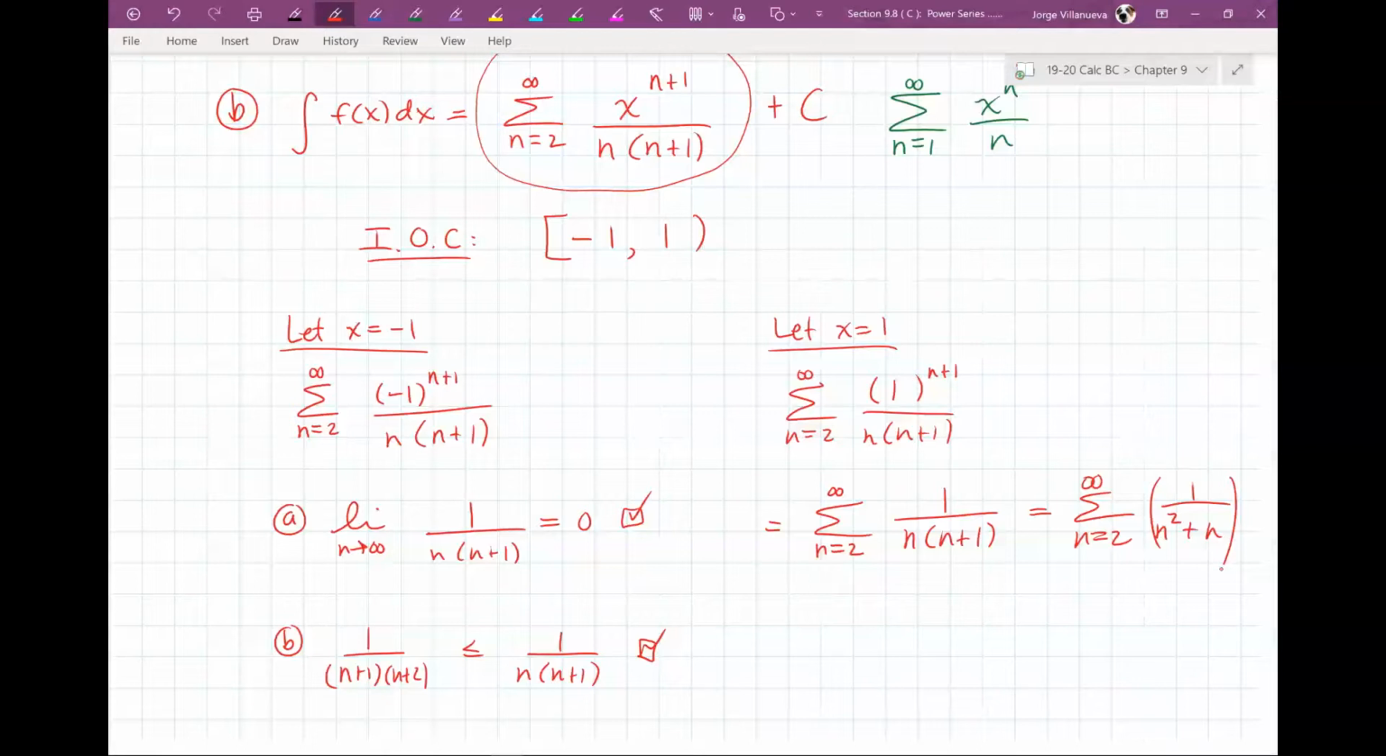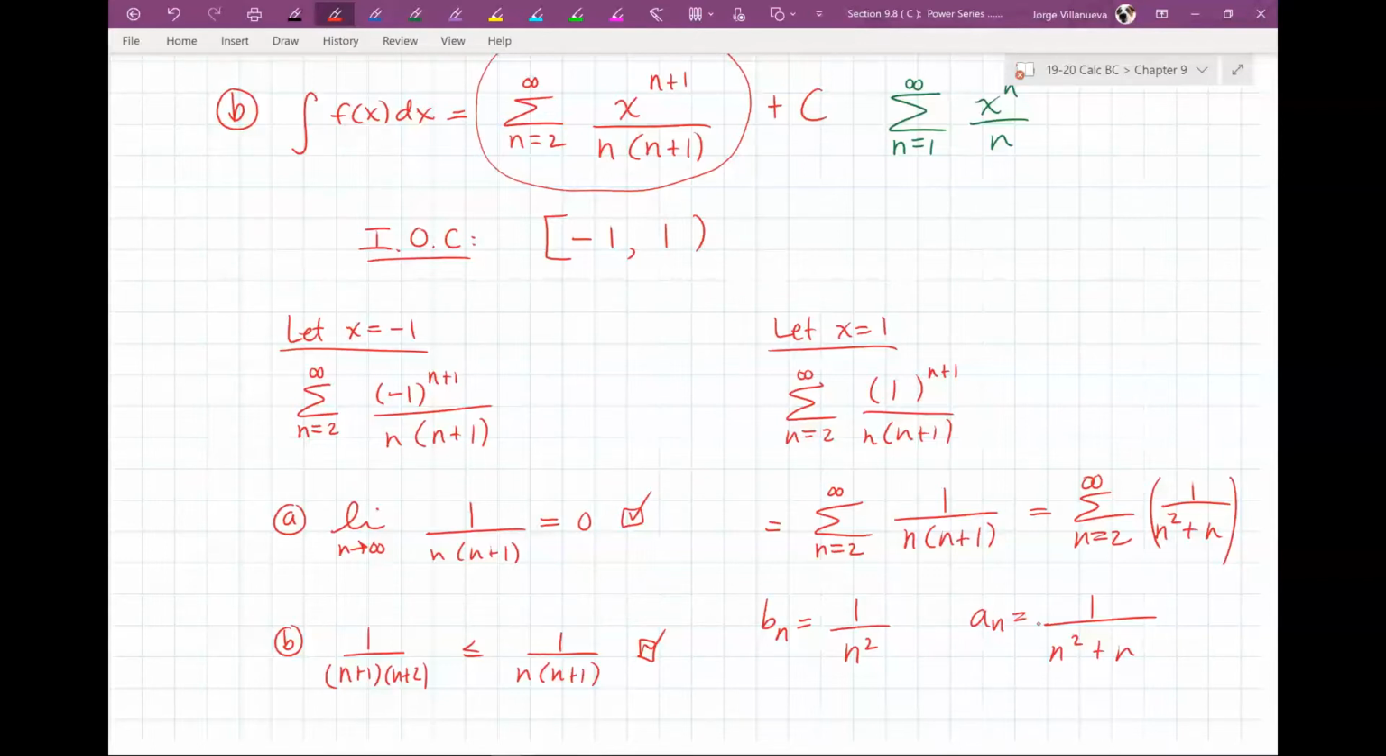Direct comparison, right? I have a function 1 over n squared plus n. Let me check it with 1 over n squared. Okay? I'm going to check it with that. Now, which function is the bigger function? Yeah, so this is my b sub n. This is my a sub n then, okay? B is bigger, right? That's the bigger function. So if 1 over n squared is my bigger function, then I got to prove convergence. And if I prove convergence, that proves that a must converge.